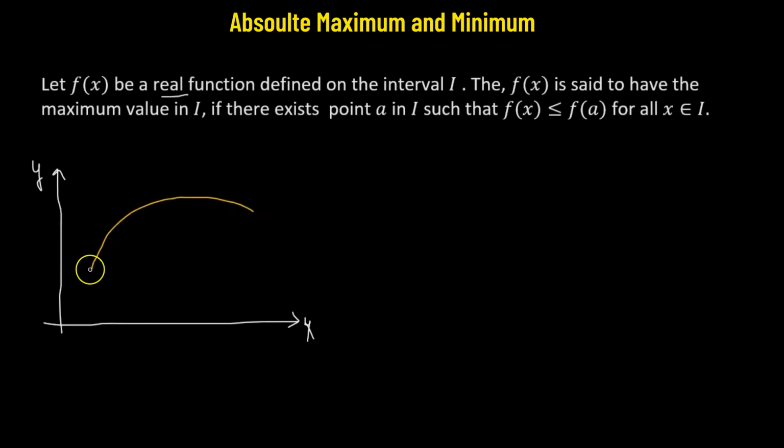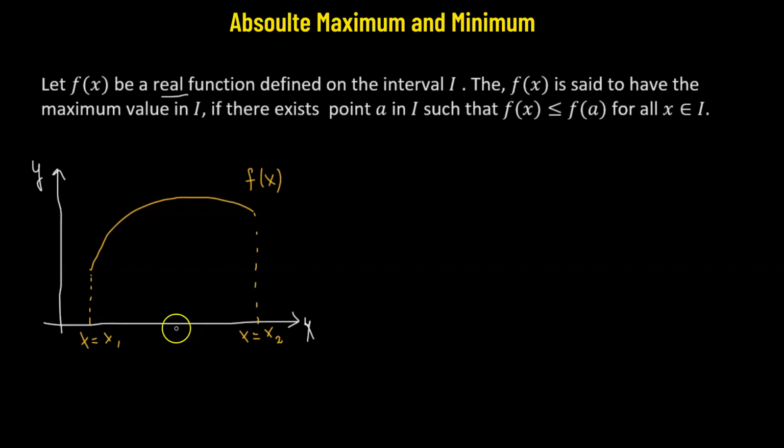A function which is defined on a particular interval. Let's say this is the point x equals x1, and this is the point x equals x2. Our function f of x, which is a real function, is defined on this interval, that means all of our values lying between x1 and x2. Then this function is said to have the maximum value in I if there exists a point a in this interval such that f of x is less than or equal to f of a.